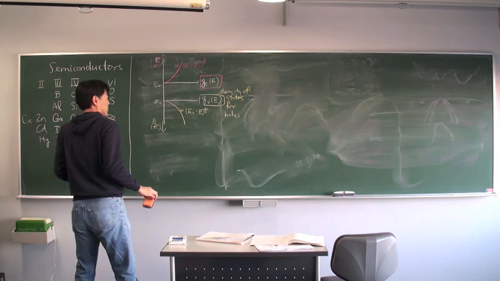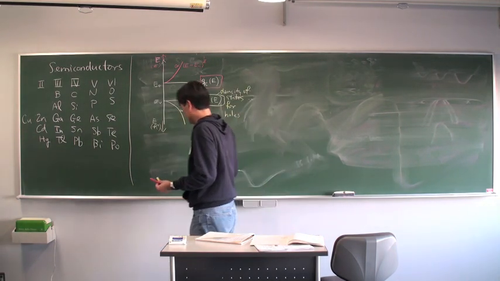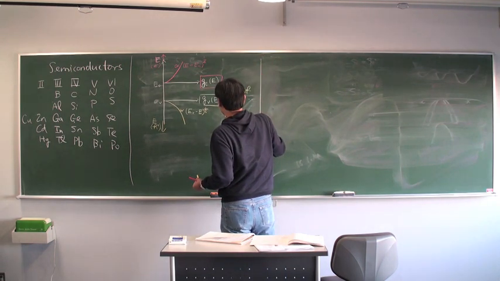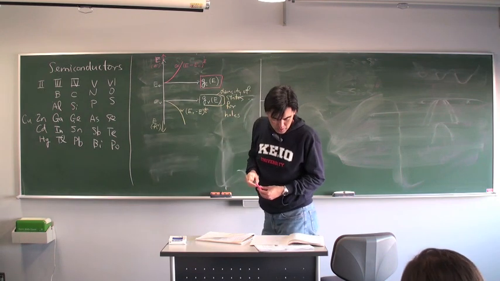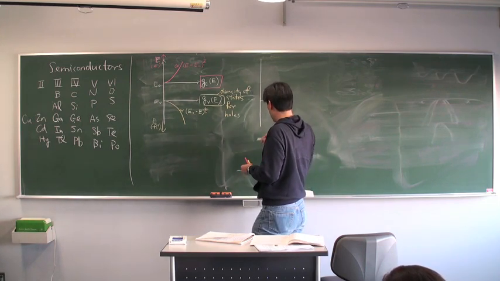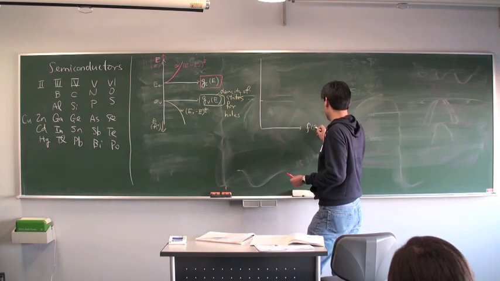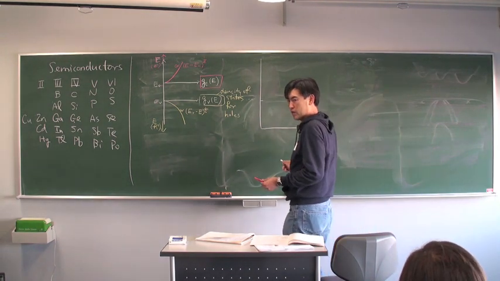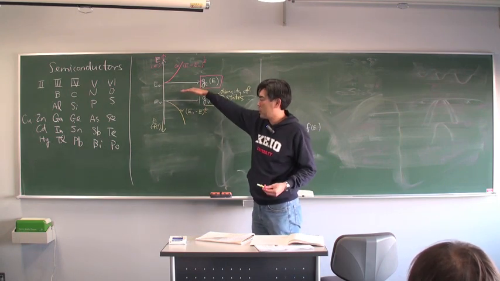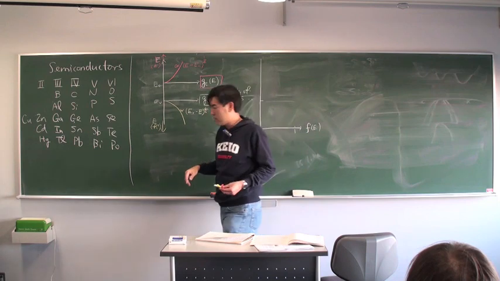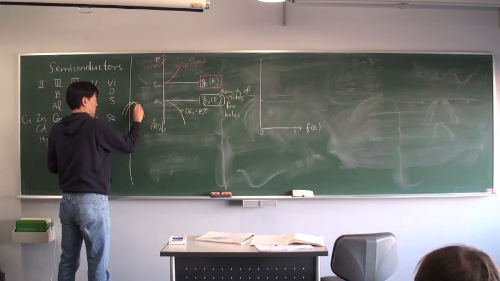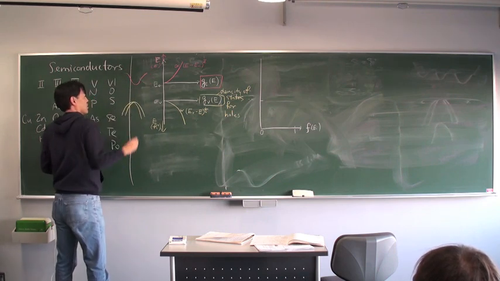Then we want to draw Fermi statistics. This is 0 and this is 1. Fermi level is somewhere in the middle. Remember, in an intuitive way, I shouldn't have erased the thing. But here's the valence band, and here's the conduction band.